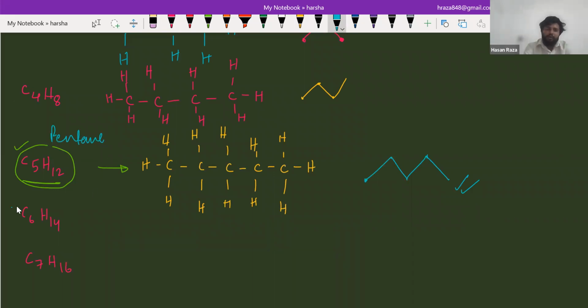So you are going to do this for homework, and this also, and then C8H18 also. The BSF, that is the bond line structural formula, as well as the complete structural formula.